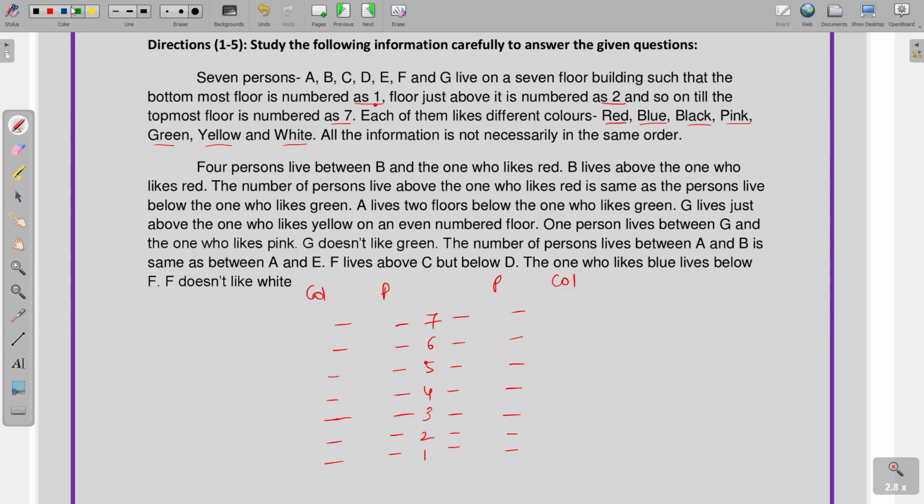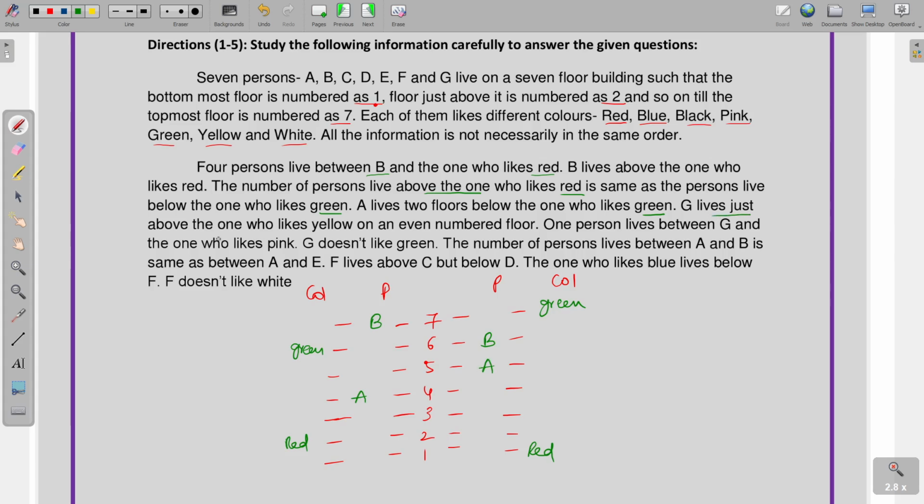See the first one: 4 persons live between B and the one who likes red. Between B and red there are totally 4 persons, and B lives above the one who likes red. Suppose I place red here, 1, 2, 3, 4, so B is coming here and red is coming here. Next, the number of persons living above the one who likes red is the same as the number of persons living below the one who likes green. So above red and below green both are equal. Next, A lives 2 floors below the one who likes green. So A is placed here and A is placed here.